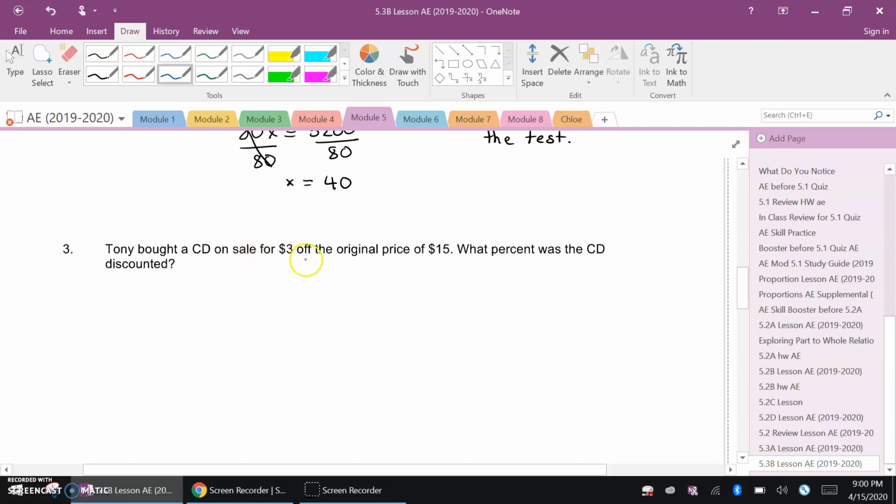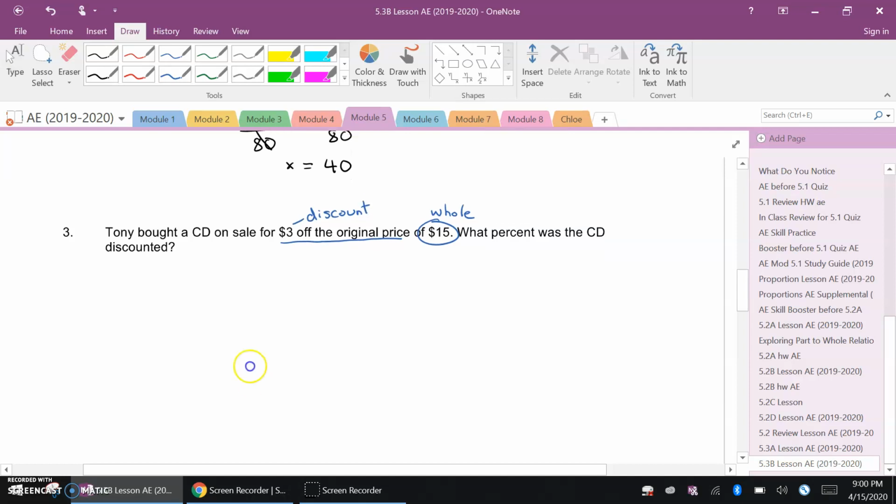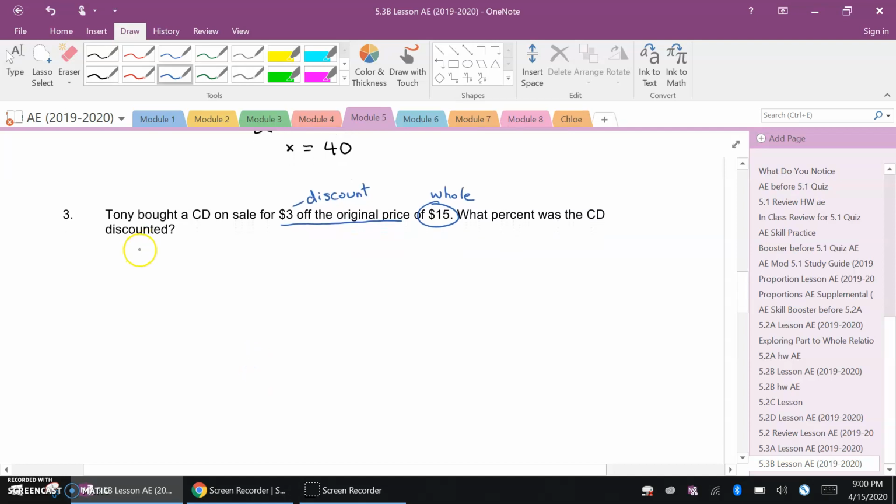So it says that Tony bought a CD on sale for $3 off the original price of 15. So 15 is going to be the whole, and $3 off is going to be the amount of discount. And so we want to know what percent that is. So what percent was the CD discounted? So for our let statement, we're going to have let X equal the percent CD was discounted.